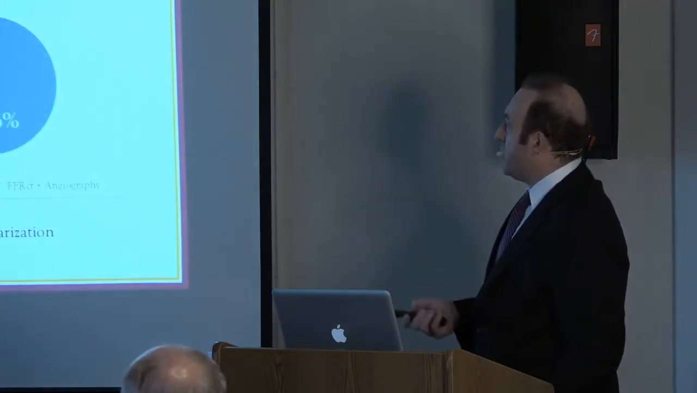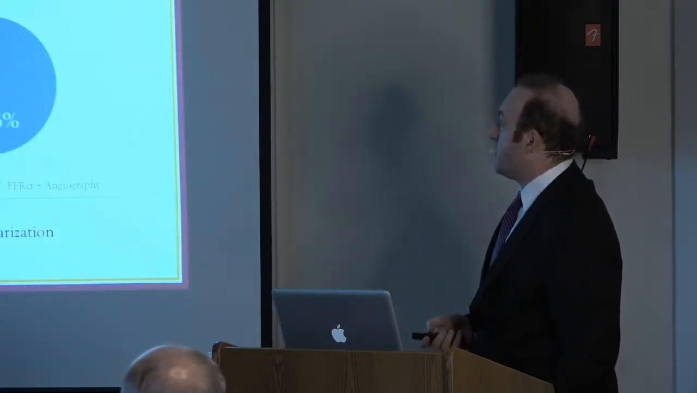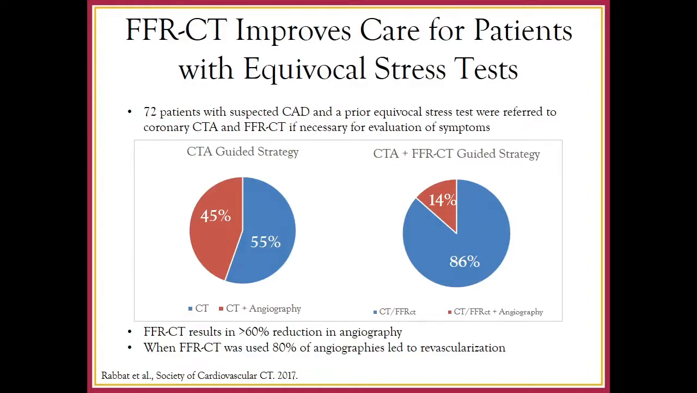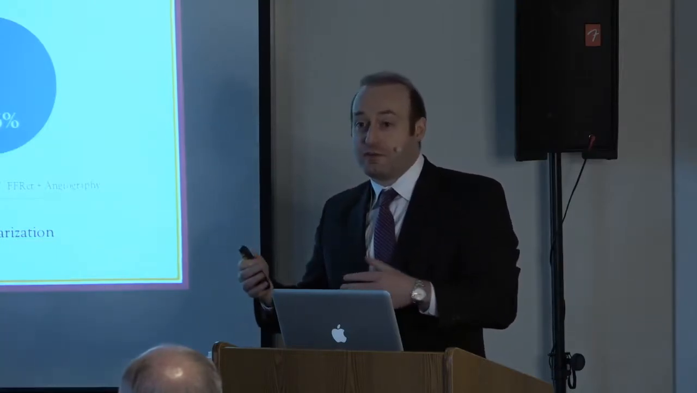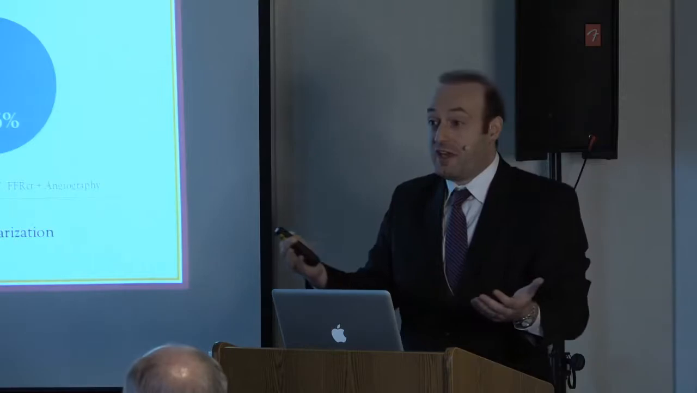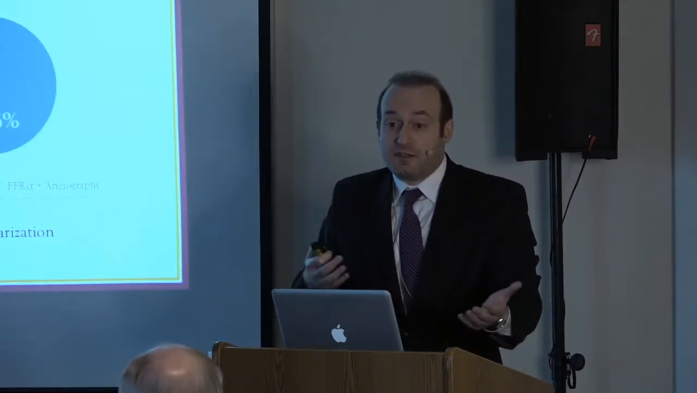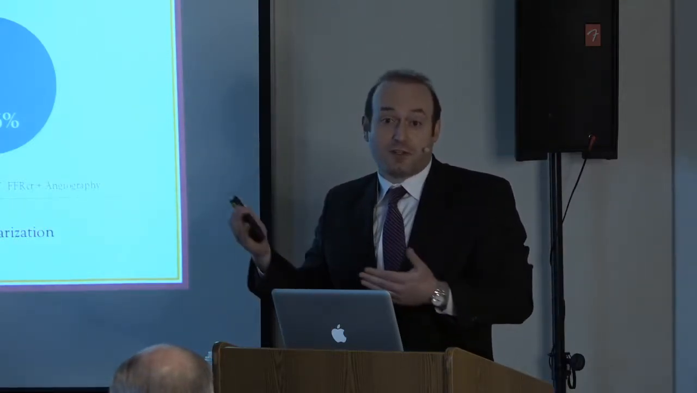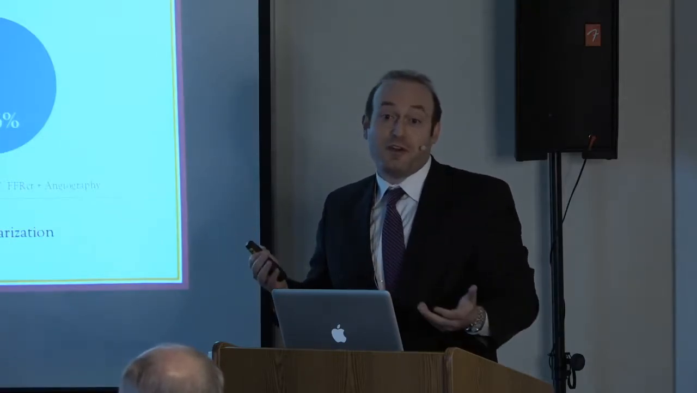This is some data that we presented at the Society of Cardiovascular CT, looking at a specific subset of patients with prior equivocal stress tests. This is a very common clinical dilemma, at least in my practice, and I think in many practices. Patients come to your office with a functional stress test, and their EKG is positive, their imaging is negative, or vice versa. Their imaging is positive, their EKG is negative. And they have some symptoms. They're like, doc, they want an answer. You know, is this positive? Is this negative? Honestly, I struggle with these patients. I don't know what to tell them because we don't really know.